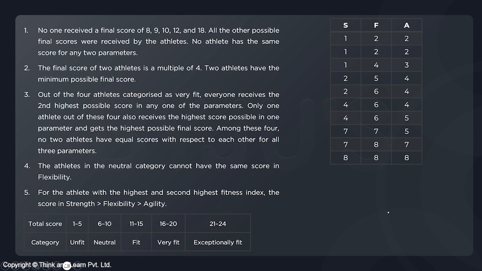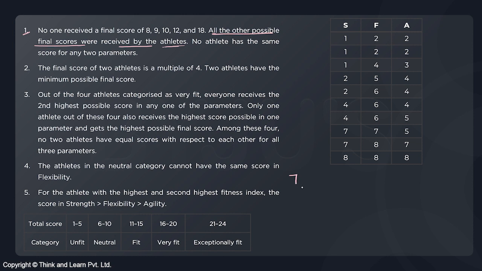Let's start with these statements. 1. No one received a final score of 8, 9, 10, 12, 18. All other possible final scores were received by the athletes. So as he has already given, all of them scored from 7 to 19. But these scores are not possible. So what are the possible scores?